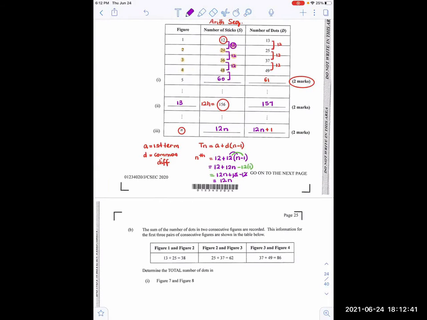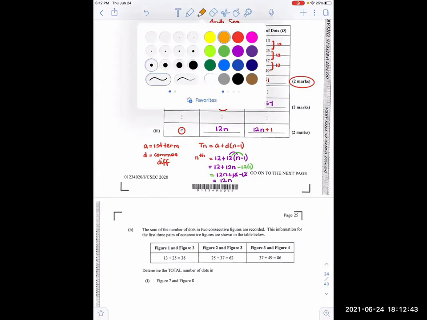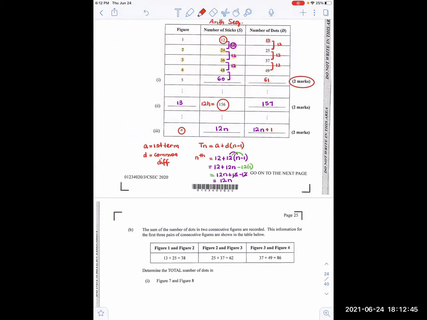is, look at here, look where I am looking here. 13 plus 25, which is 38. Then 25 and 37, which is 62. Then 37 and 49, which is 86.